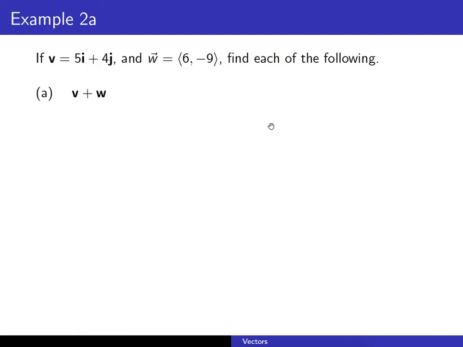So example 2a, we have vector v is 5i plus 4j, and vector w is 6, negative 9, in component form. Find each of the following. So vector v plus w, here I have them in bold. I'm going to interchange between the i and j notation and the component form. Again, unless I tell you otherwise, you're free to use whatever form you like.